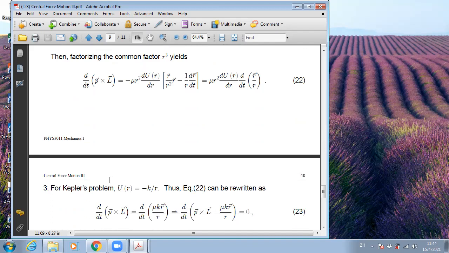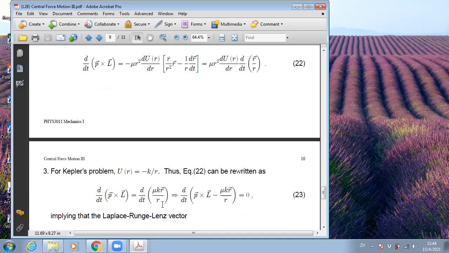Now the U for the inverse square law, we have U(R) equal to minus K over R. K is the constant, the force constant. Then this equation 22 can be rewritten as this. Is it right? We move in the dU/dR.